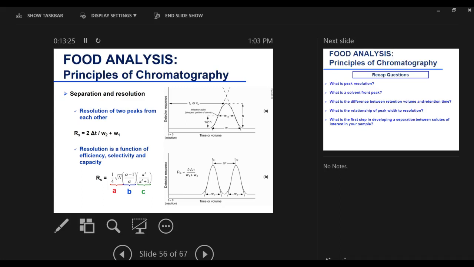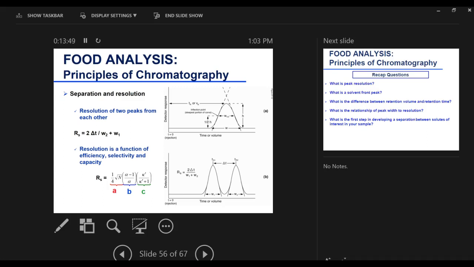So if I have compounds that are sticking longer on the column and they're not equilibrating fast, my peak will be wide. So at the same retention time, I'm just going to get this peak. Okay? So what happened there? These two peaks did not separate. They came up as one.